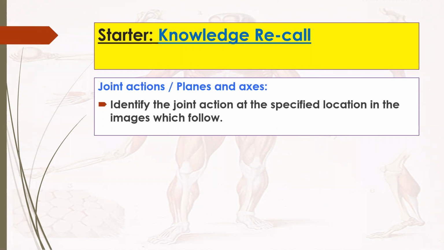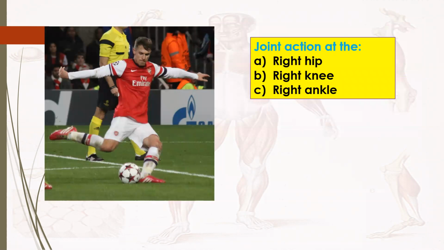Okay, so as we go through each one, just pause on the slide, read through the information, write down your answer, and then halfway through the slide, I will reveal what the correct answer is. So the first one, joint action at the right hip, the right knee, and the right ankle, please. Pause the video here, record your answer, and then press play to continue.